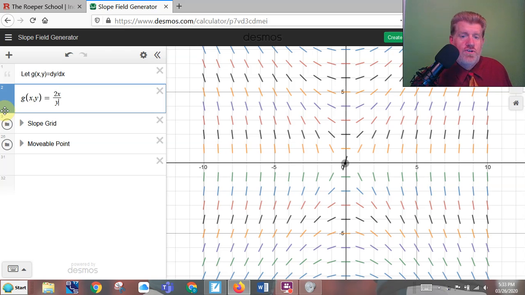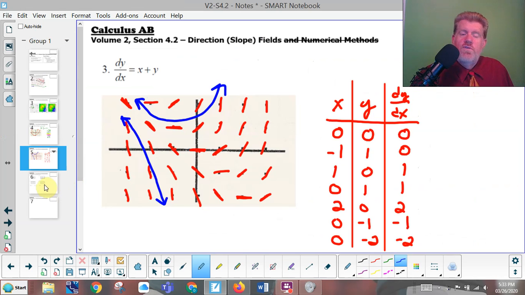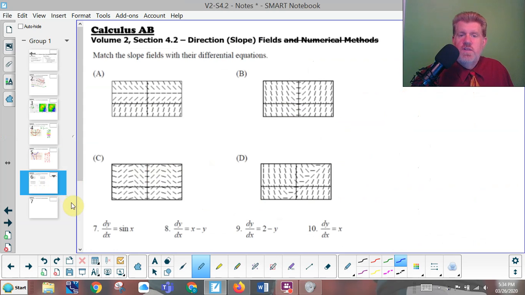So I will make sure that you get that link. That's basically what we're talking about. I'm going to ask you to do a few on your own, but this is a typical question you would get on a test when it was multiple choice, is they would give you a choice of slope fields here, and you would have to figure out which equation goes with what.